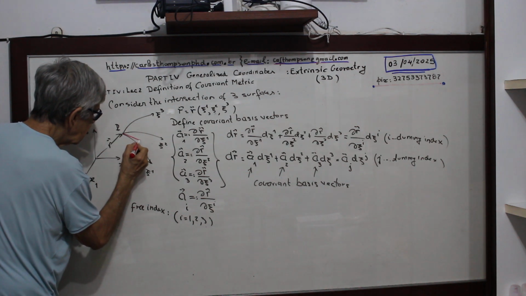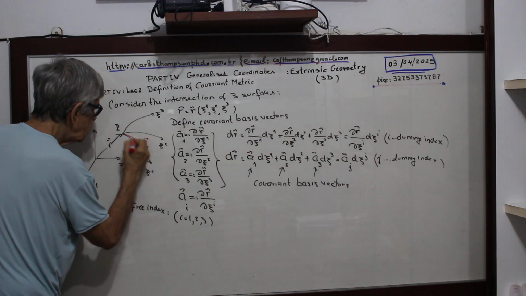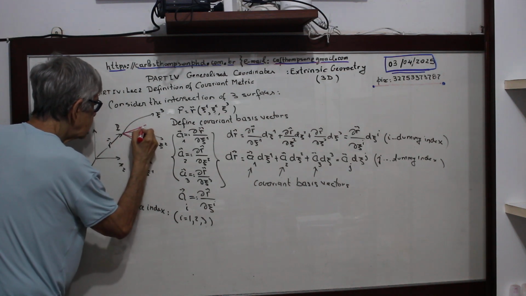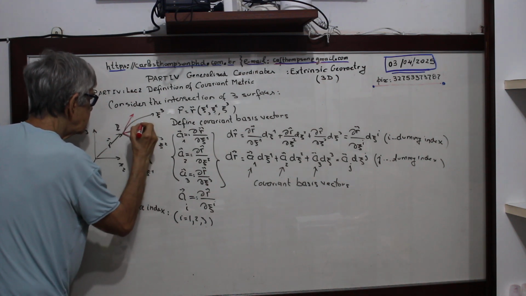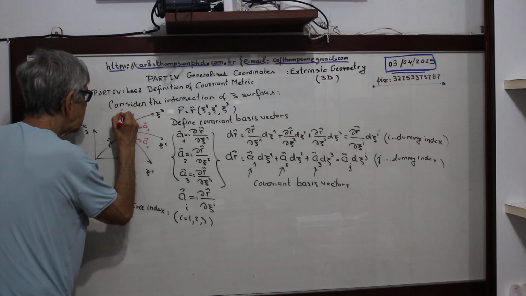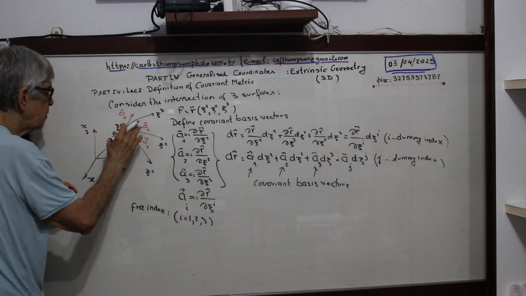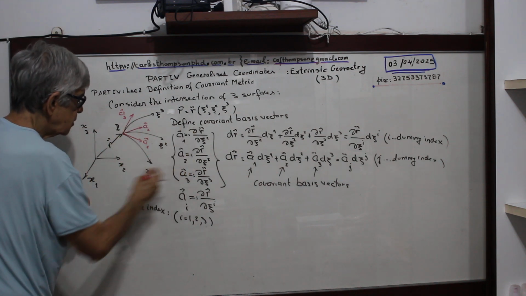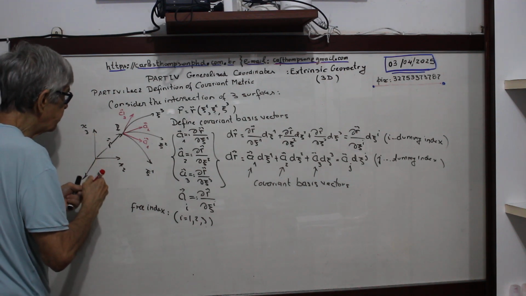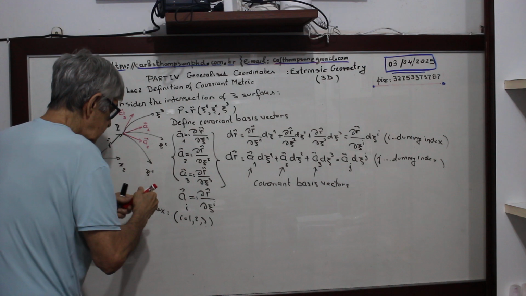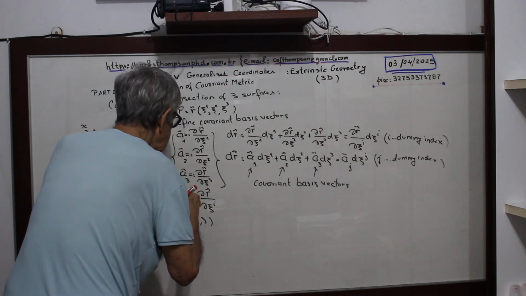So, this is A1, this is A2, this is A3. You see that they are covariant basis vectors, which is right over here, the definition. Now, what is important is that these basis vectors, okay, let's put here.